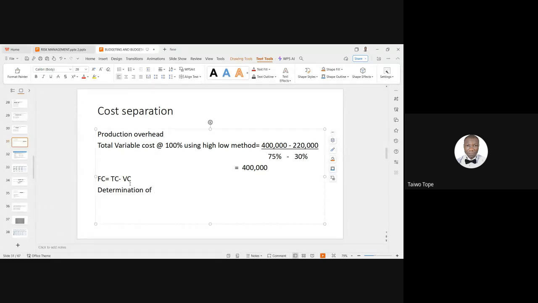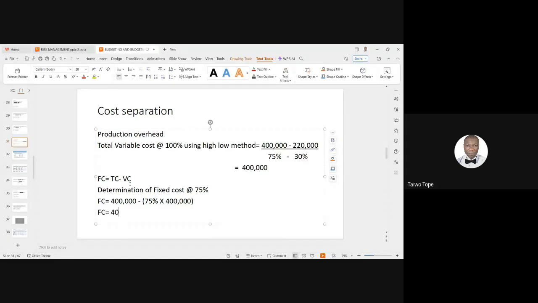Determination of fixed cost at 75%. I said the fixed cost at 75%, based on production overhead, is 400,000 minus 75% of the total variable cost at 100%, which is 400,000. It's a coincidence. So when you are solving for 30% activity level, you will see what will happen.